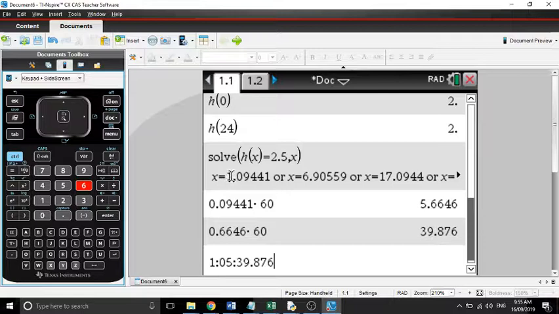So we're taking this value. We know it's happening at 1 a.m. because it's 1 hour. We're going to convert this to minutes by multiplying by 60. So it happens at 5 minutes, 0.66. So then we take that 0.6646, multiply that by 60, turn into seconds, and it'll be 39 seconds. So at 1:05 and 39.876 seconds AM.